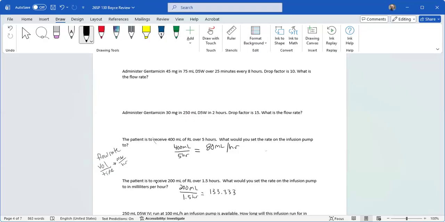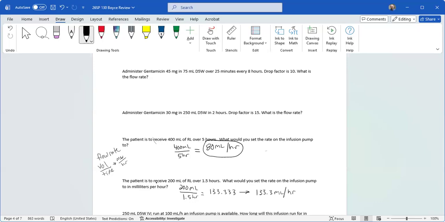I think you're going to get an answer that looks more like this, where you don't have to worry about any kind of rounding. But from what I understand, when we deal with volumes, we can round to the nearest tenth. So if I were to get this question without first confirming with my instructor, I would say 133.3 ml per hour is what I would write.